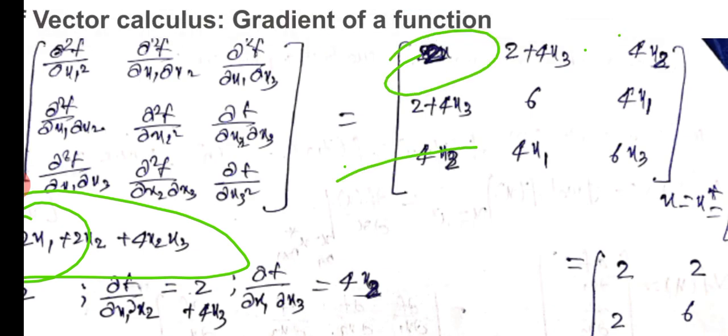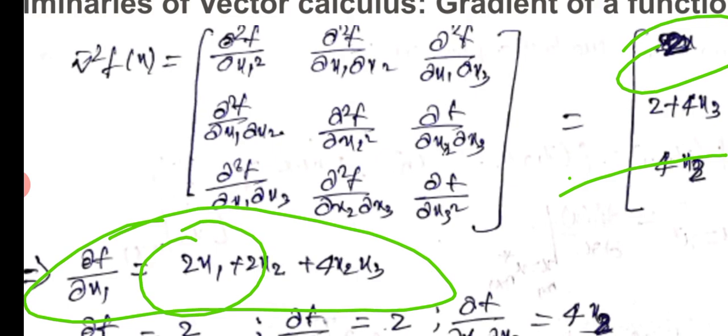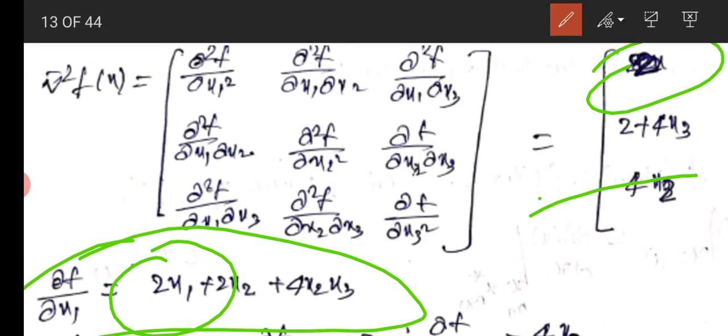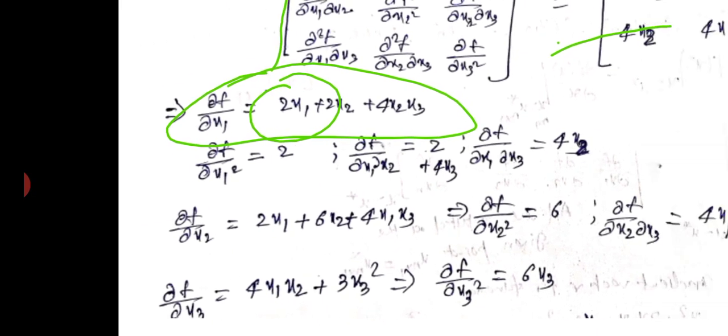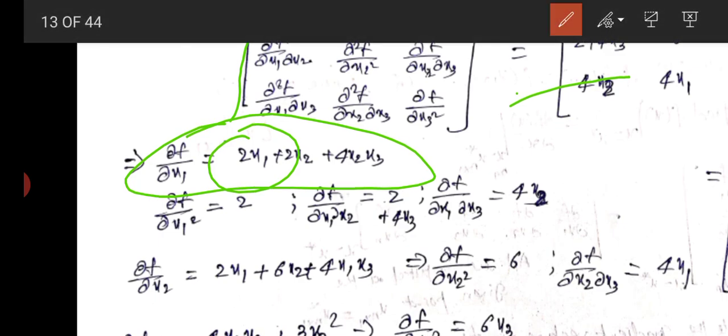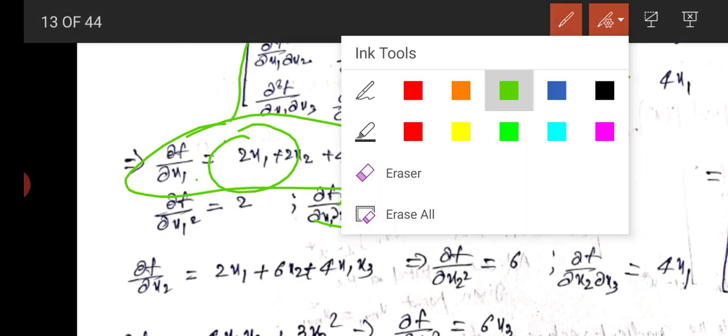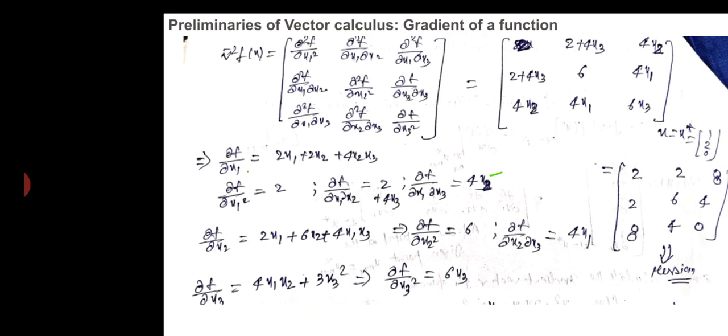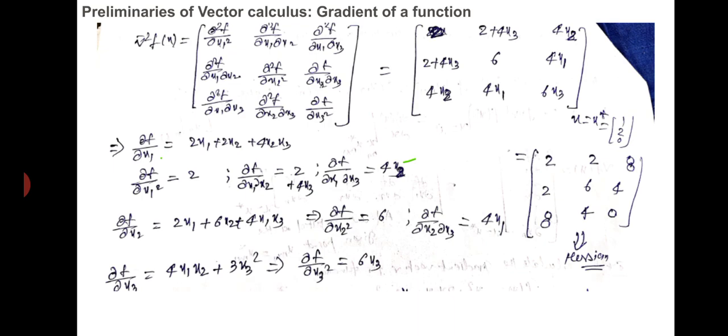When you calculate this value, ∂²f/∂x1∂x2 is calculated, and you can get the rest in a similar way. So you get the Hessian matrix, and when you put the value x = (1, 2, 0) in place of x1, x2, x3, we get this Hessian matrix: 2 2 8, 2 6 4, 8 4 0.